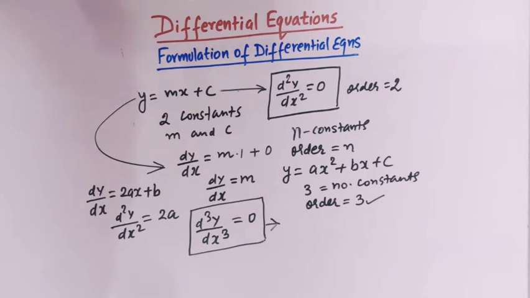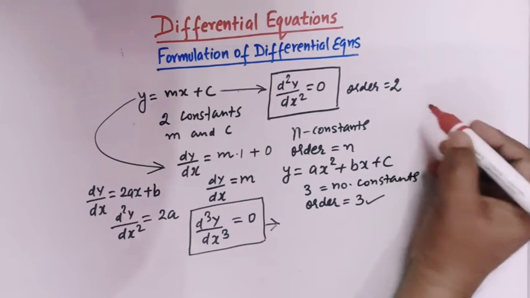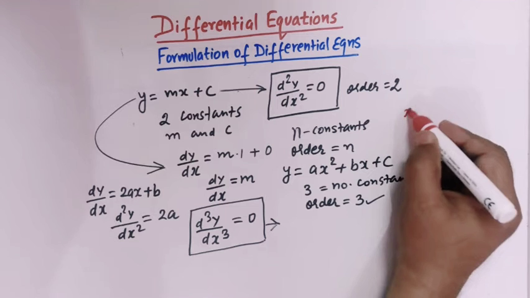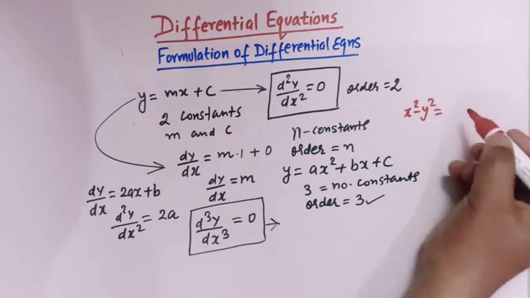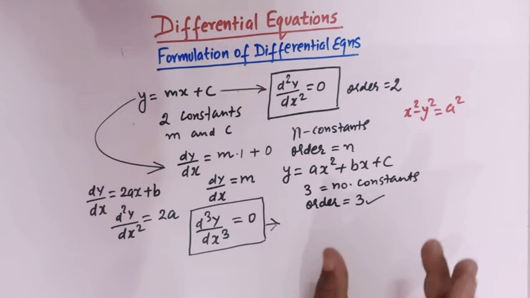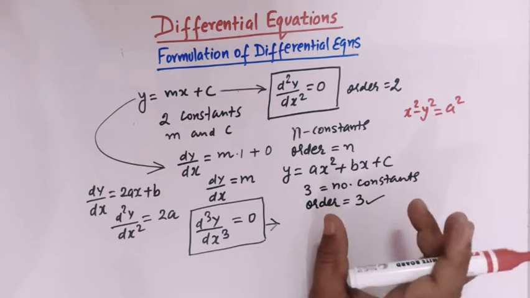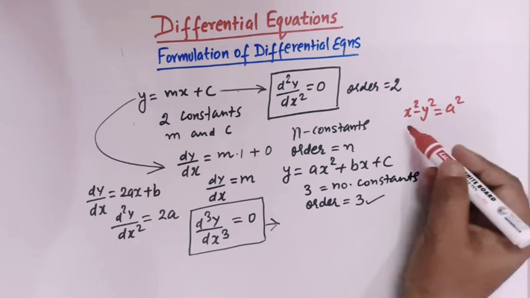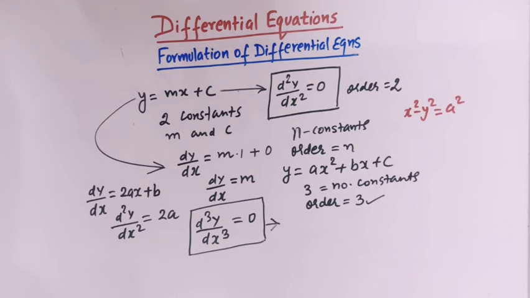Now let us take one more example. Suppose we have the family of curves x square minus y square is equal to a square, where a is an arbitrary constant. So this general solution has only one arbitrary constant, so we have to differentiate this equation only once, right?